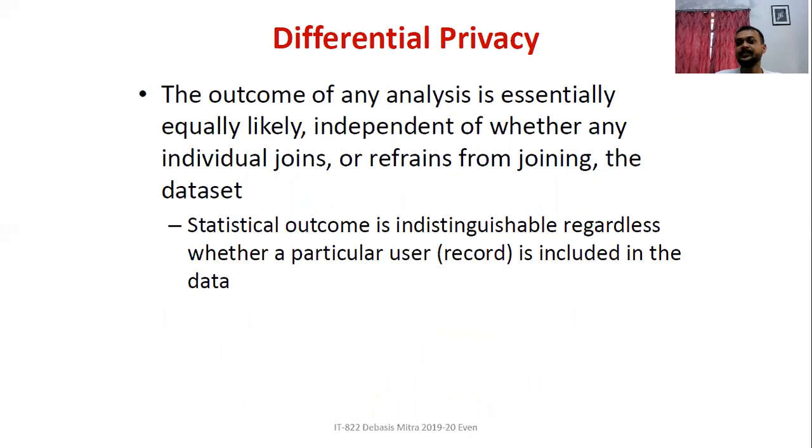So if a statistical outcome is indistinguishable, regardless of whether a particular user or a particular record is included in or excluded from the total data, so the outcome of any analysis is essentially equally likely, independent of whether any individual joins or refrains from joining the dataset, then it will be assumed that it is satisfying a privacy of a particular kind called differential privacy. And this is a new notion that has come.